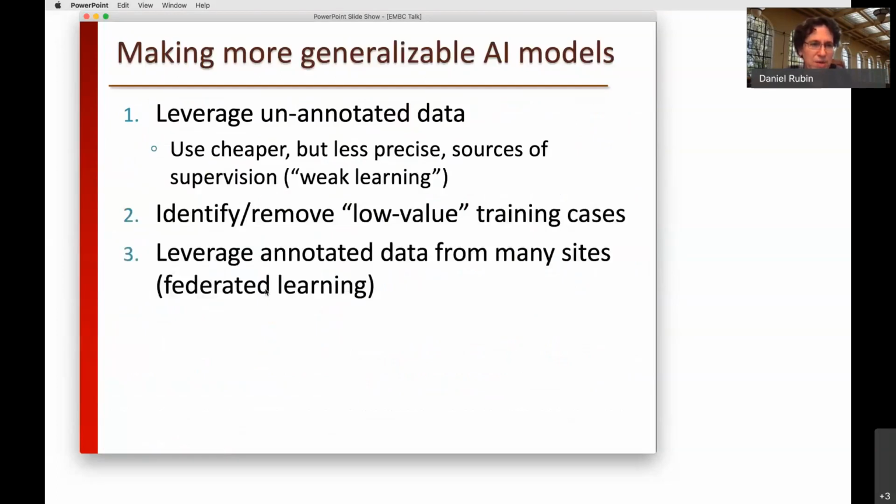So how can we overcome that problem and make our models more generalizable? There are a few major ways. One way is, well, let's just get more data. It's costly to acquire a lot of quality annotated data, as we know, and there's a number of works underway to just leverage unannotated data. It exists. There's tons of unannotated data, so that's cheap. But when you leverage unannotated data, you're going to generate some kind of an annotation programmatically that is noisy. That's called weak learning. Another strategy is to remove low-value training cases. And a third way is to leverage quality annotated data, but from many, many sites, through methods like federated learning. So I'm going to talk about these three strategies.